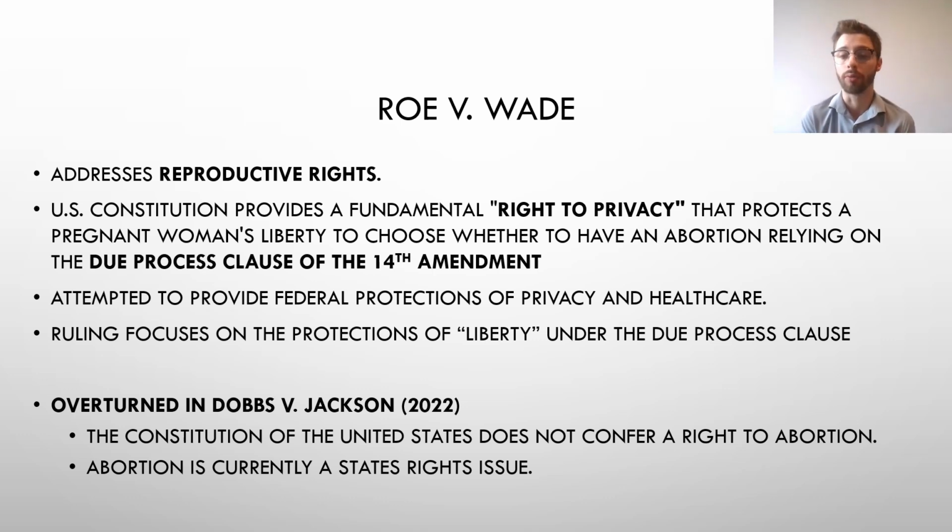reliance in their rulings in Roe v. Wade and the eventual overturning landmark ruling in Dobbs v. Jackson, which occurred in 2022. So, in Roe v. Wade in the 1970s, the U.S. Constitution, they argued, provides a fundamental right to privacy that protects a pregnant woman's liberty to choose whether to have an abortion, relying on the Due Process Clause of the 14th Amendment. So we see the Due Process Clause of the 14th Amendment directly providing this right, according to our justices in the 1970s.